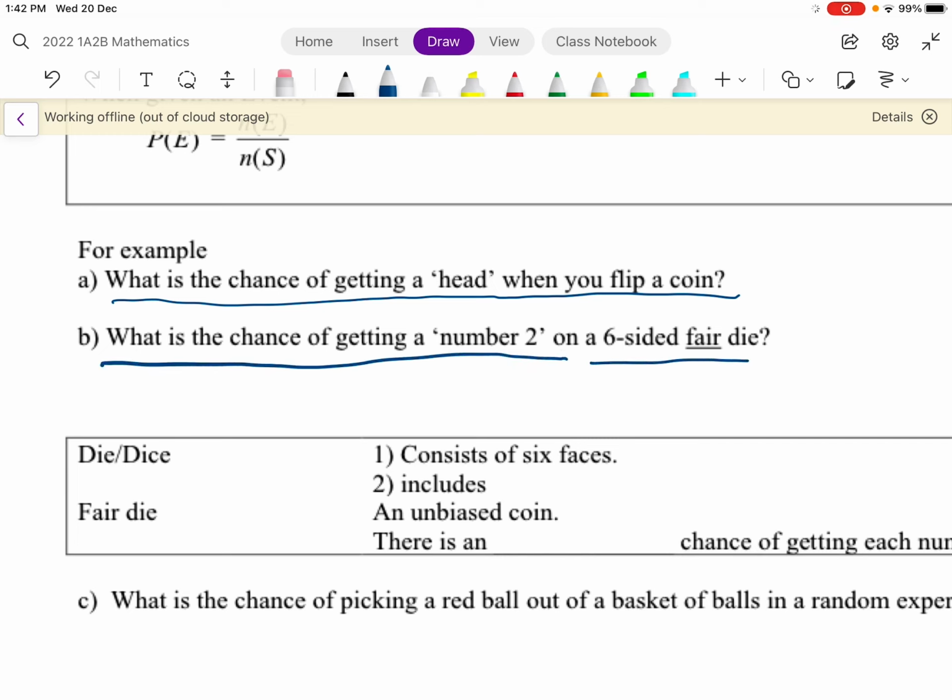You know, when you play Monopoly, you throw dice. So for one die, what is the chance of getting a number 2? We have a rough feeling of what the answers could be, and we want to be able to calculate all these chances in mathematics. And the way of doing it is probability.